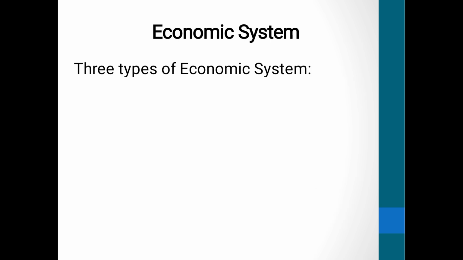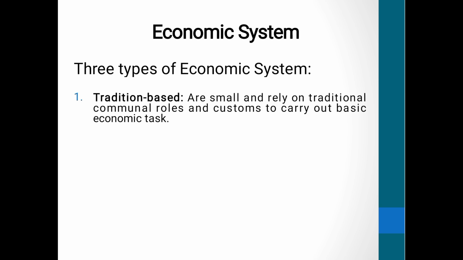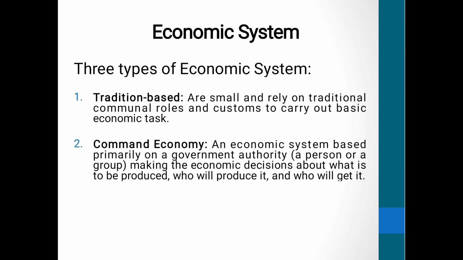Okay, now let's see how many types of economic systems are there. Students, there are three types of economic system. The first one is tradition based. These economic systems are small and rely on traditional communal roles and customs to carry out basic economic tasks. That means within the community, within the society, specific roles and responsibilities are performed by specific groups in a traditional manner, in old manner. Second, command economy.